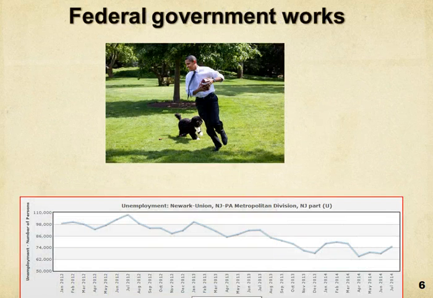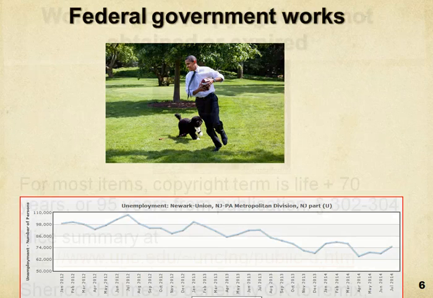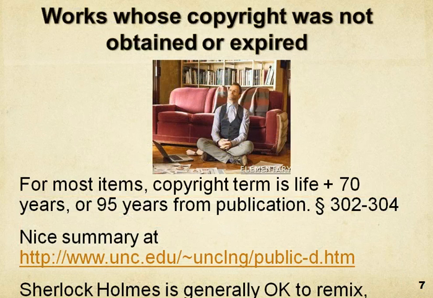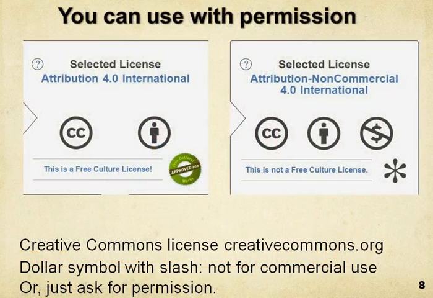Here are some federal government works. The Obama photos by a federal photographer. The graph is unemployment data from a federal website. We can use material whose copyright has expired. The rules are complicated, but for recent material, the copyright term is lifetime plus 70 years. Most of Sherlock Holmes' material is okay to use, except for his last 10 stories.